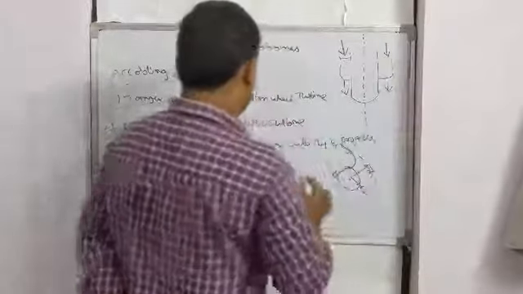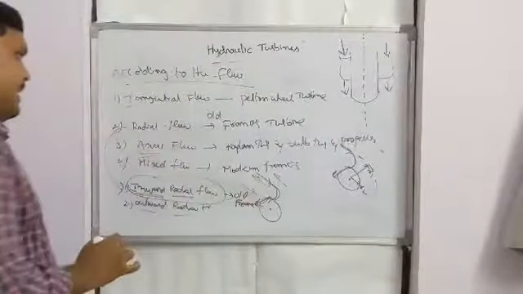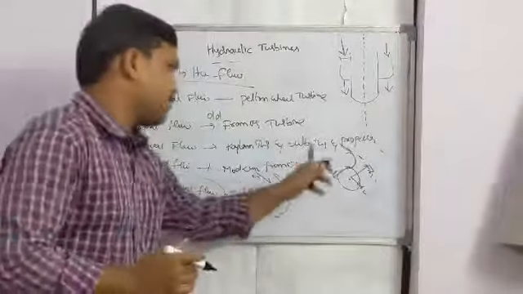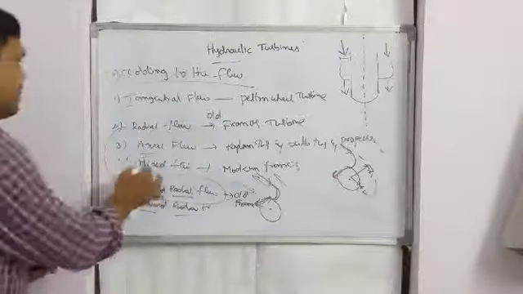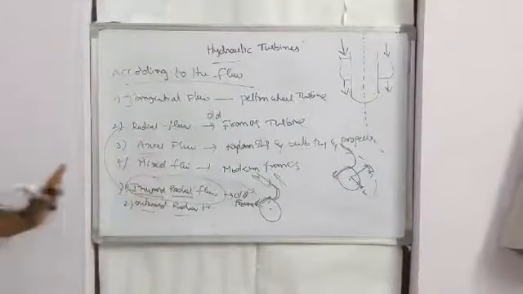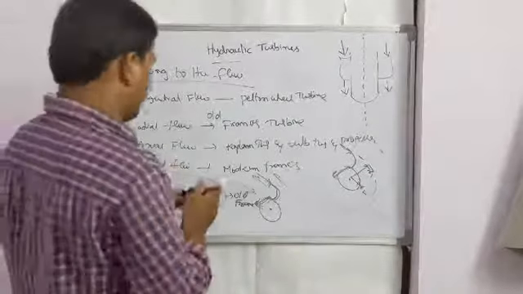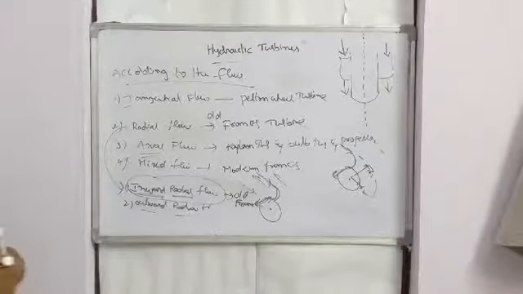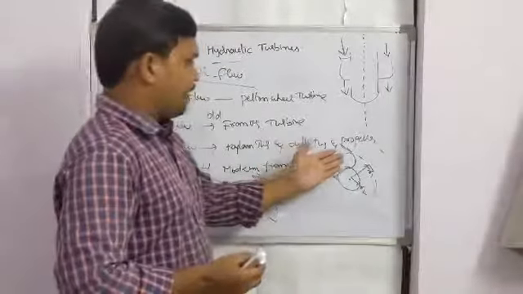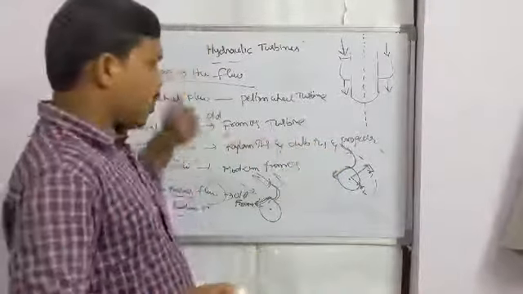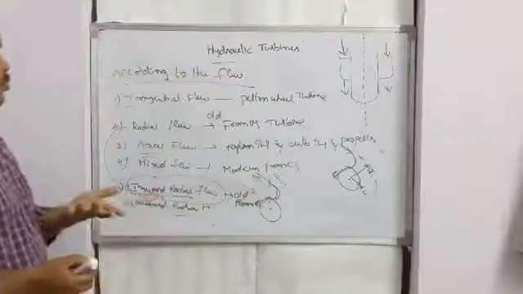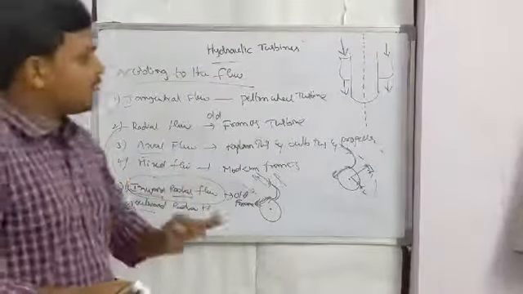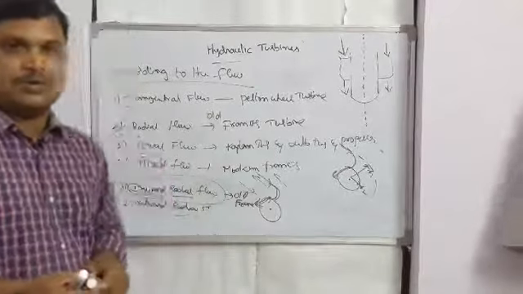This is called axial flow turbine. Examples are Kaplan turbine, bulb turbine and propeller turbine. And mixed flow is nothing but a combination of any two flows. For example, the water inlet to the turbine is one type of flow and the water leaving from the turbine is another type of flow.